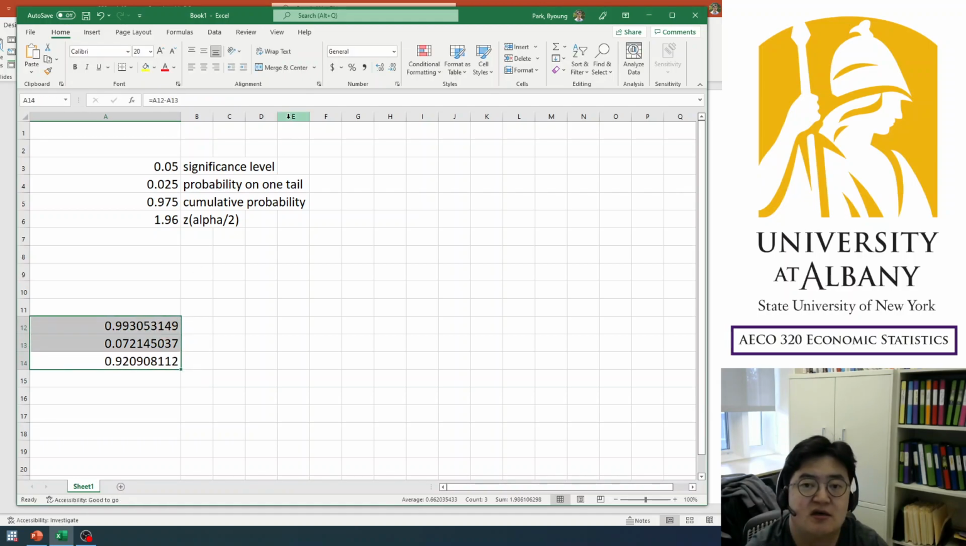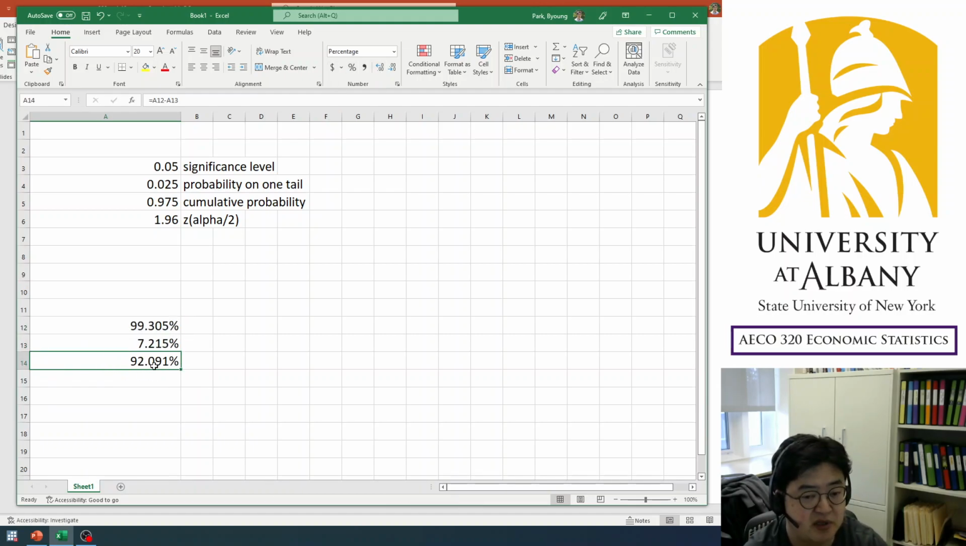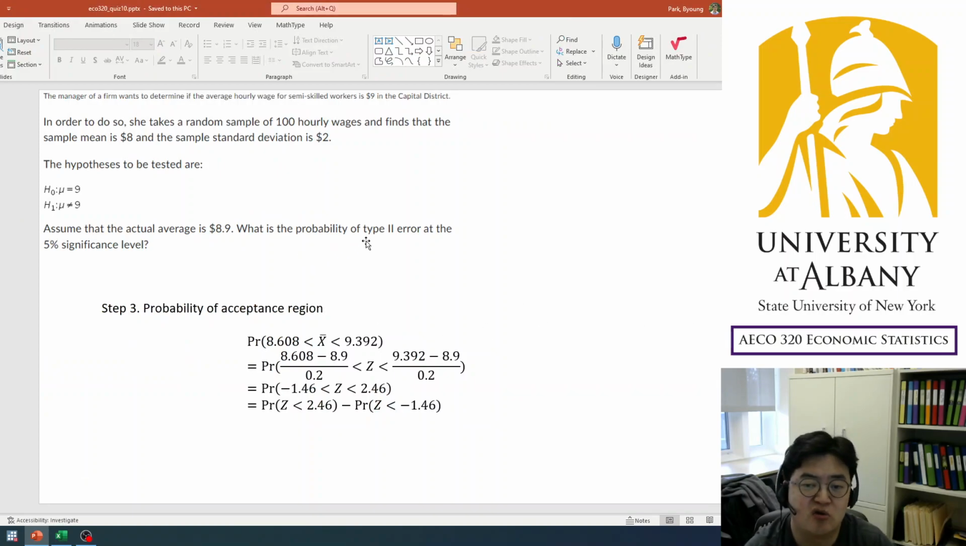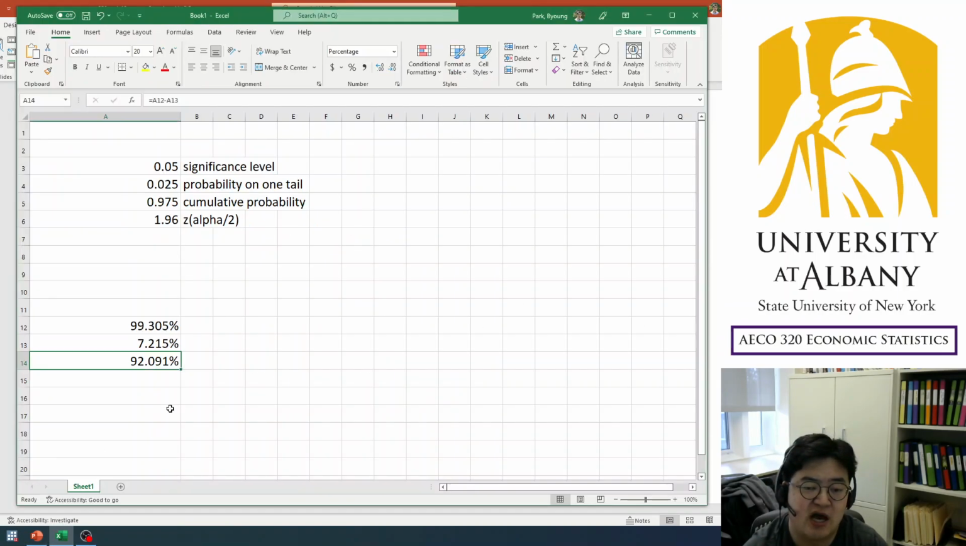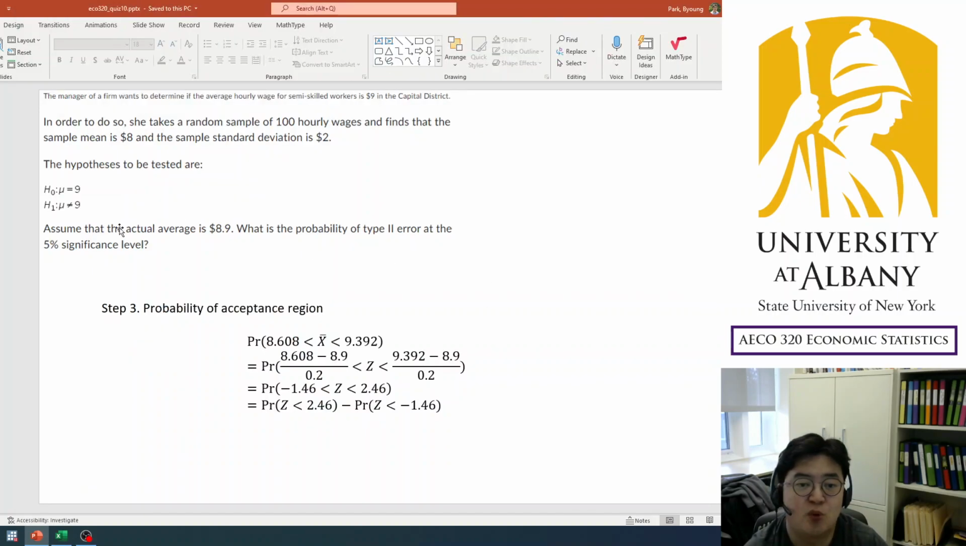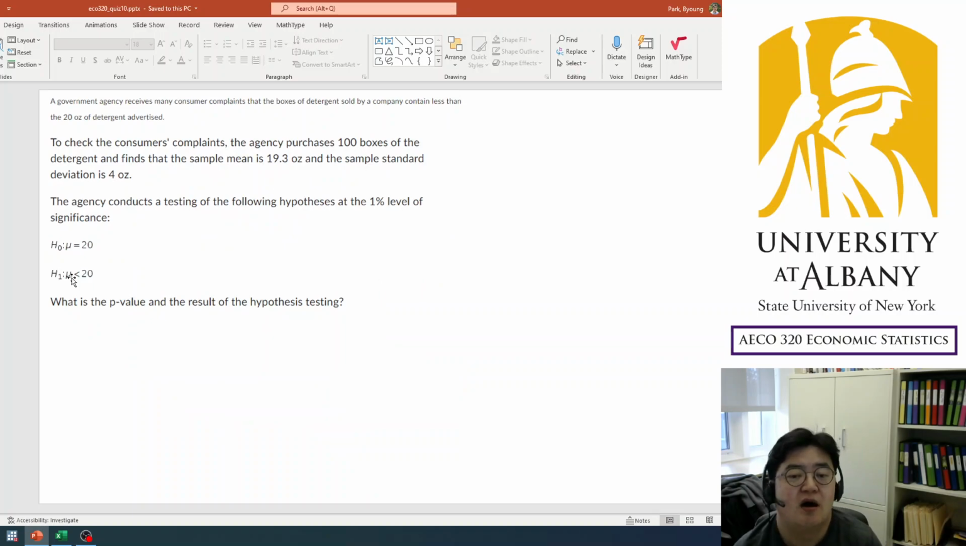Then this is that probability. This is the type 2 error probability, right? So you are going to make type 2 error with 92%, because $0.1 difference is too small to detect.